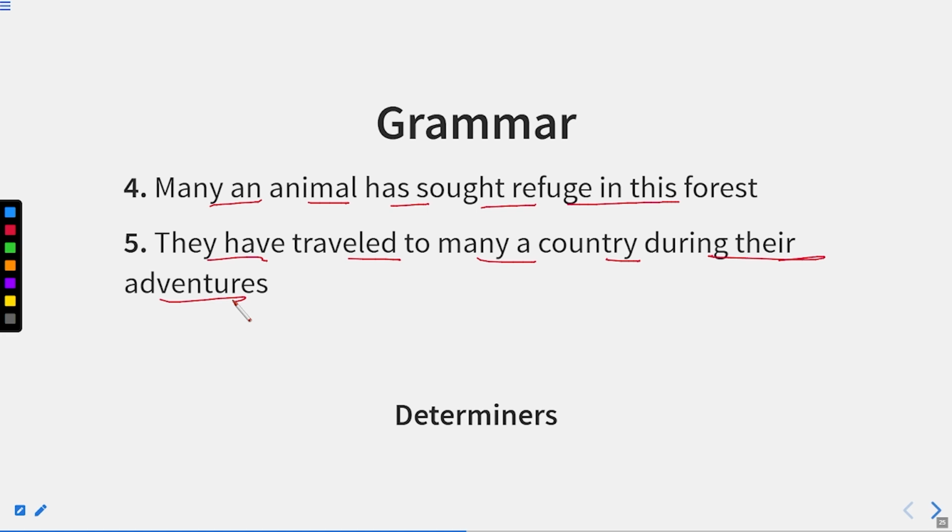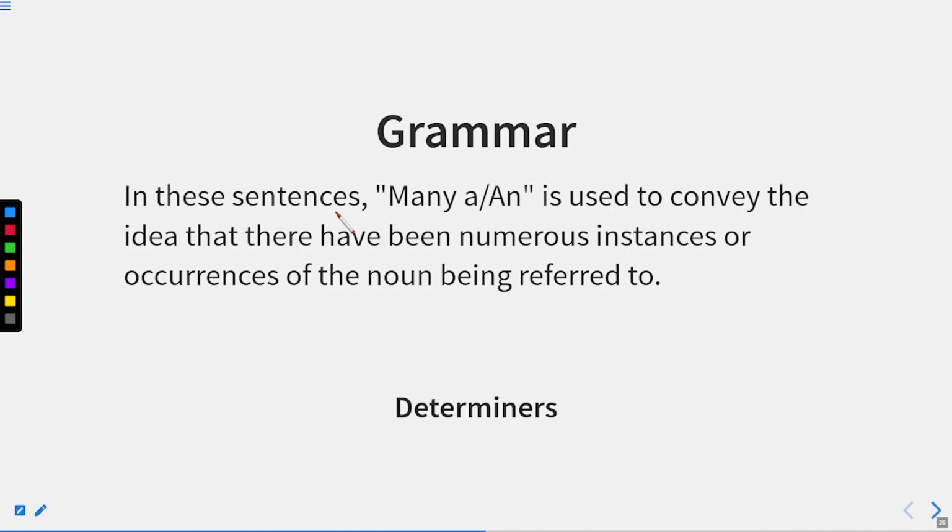So we have used a singular noun and a singular verb with the many a or many an structure, which is used to show the group as a whole in a sentence. Now let us move to the next one. In these sentences, many a or an is used to convey the idea that there have been numerous instances or occurrences of the noun being referred to.